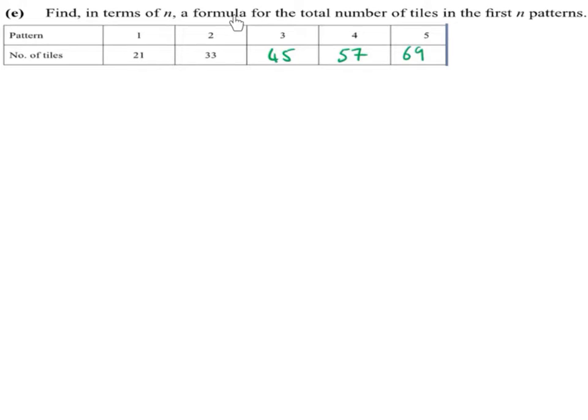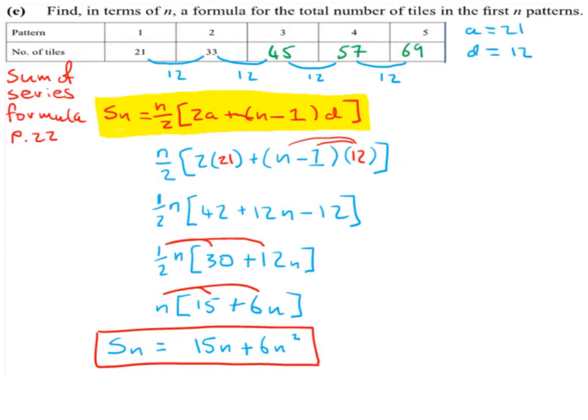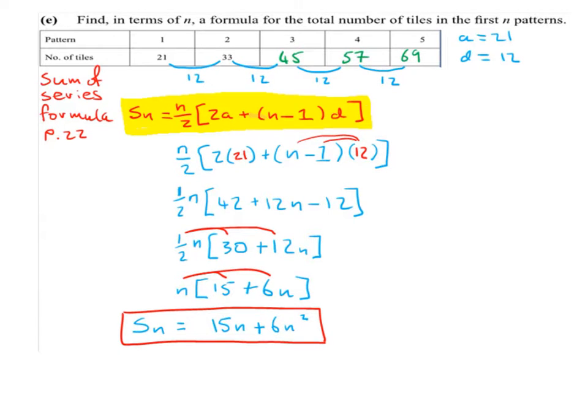Find, in terms of n, a formula for the total number of tiles in the first n patterns. So the total number of tiles in the first n patterns means the sum of tiles. So we're going to use our sum of series formula, and we get this on page 22 of our formula tables. So our formula is Sn equals n over 2 multiplied by 2a plus (n minus 1) times d.